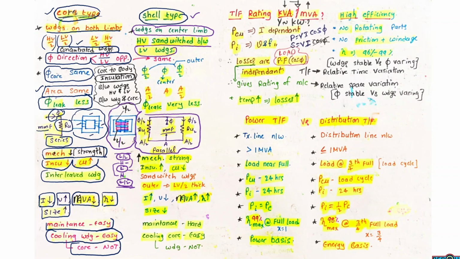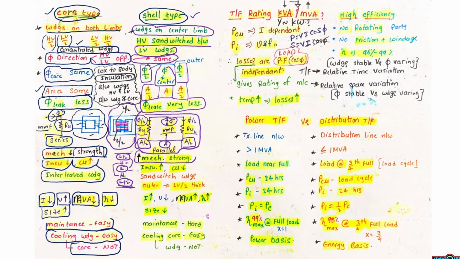This is main field MMF, main field flux. The flux in the outer limbs is half the flux in the central limb. Reluctance 1, reluctance 2. This is the area of the central limb. Area of the outer limbs is half the area of the central limb. As the windings are placed on the central limb only, the flux directions are in the same direction.